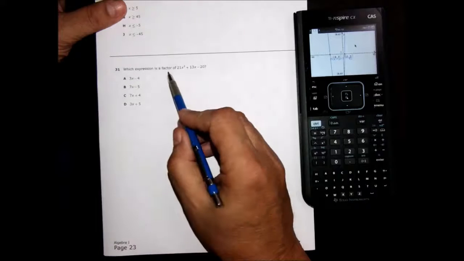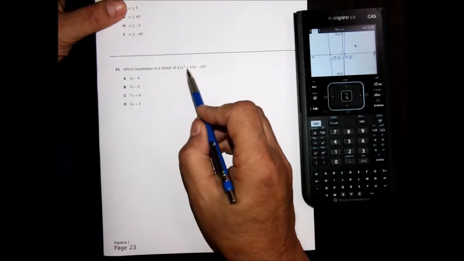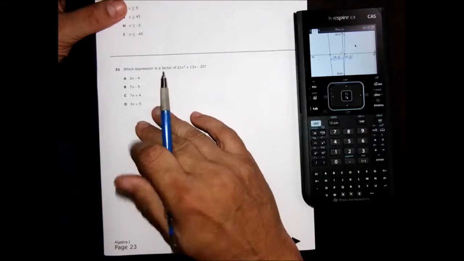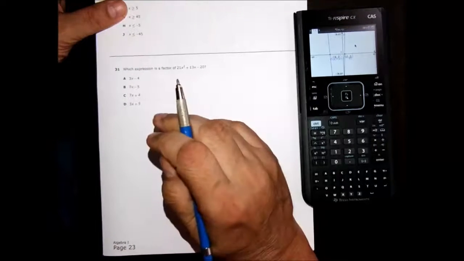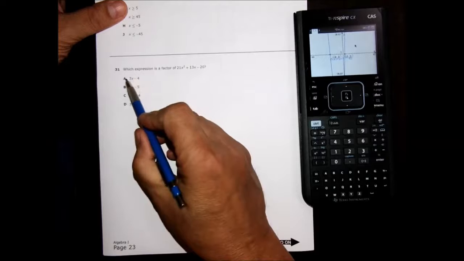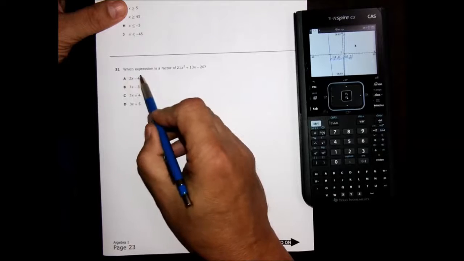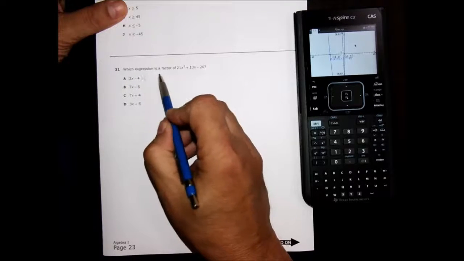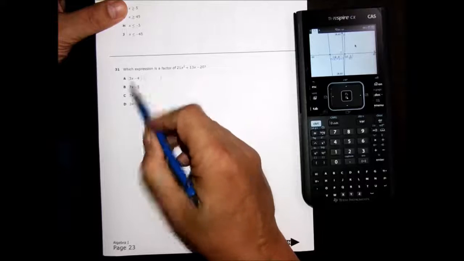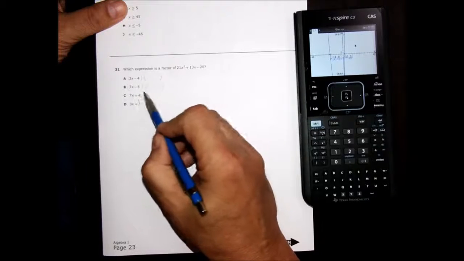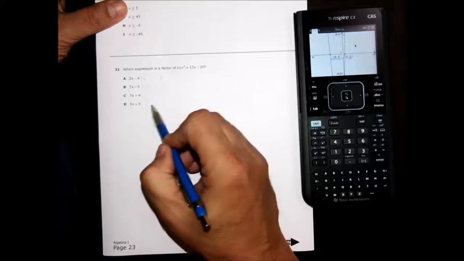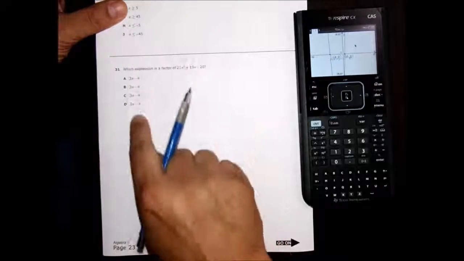Which expression is a factor of 21x squared plus 13x minus 20? This is a quadratic, and each one of these expressions is one factor of the quadratic. There are 3 wrong, and it's asking which one is correct. Which one of these is correct?